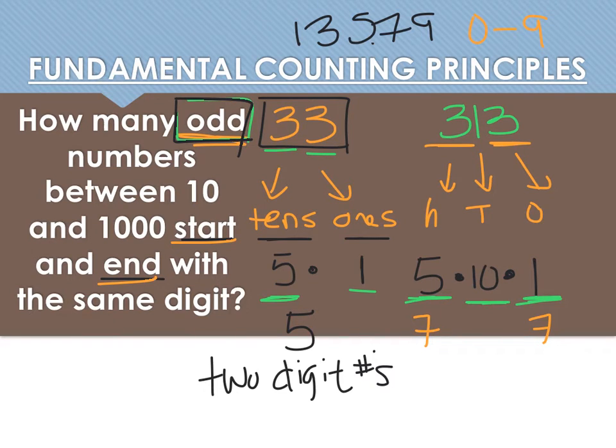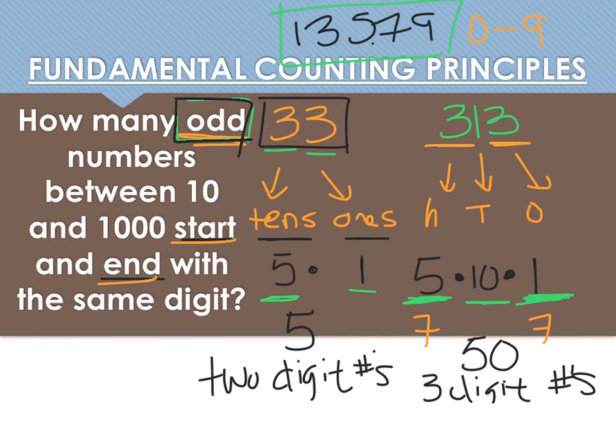So you have 5 options of numbers for the hundreds place, because you know it's got to be odd. You have 10 options for your tens place, because it doesn't matter about your tens place. It can be whatever number you want it to be. And then you only have one option for your ones place, because once you pick your hundreds place, this number has to be the same. So 5 times 10 times 1 gives me 50. So there were 5 2-digit numbers. There were 50 3-digit numbers.